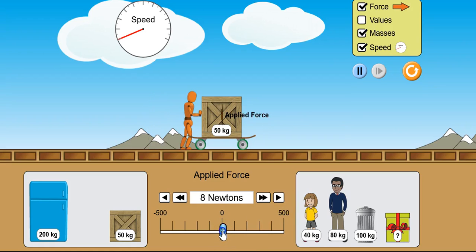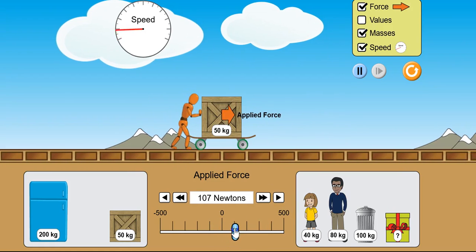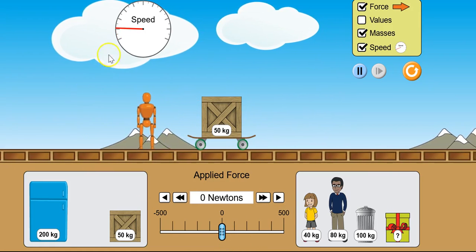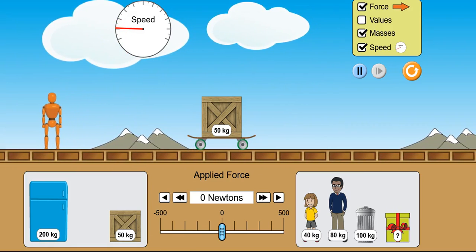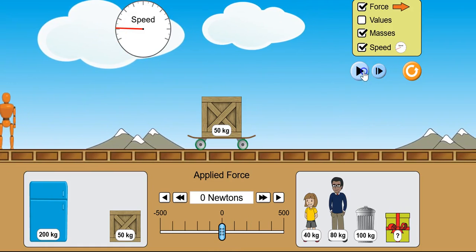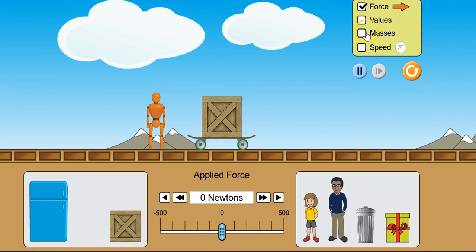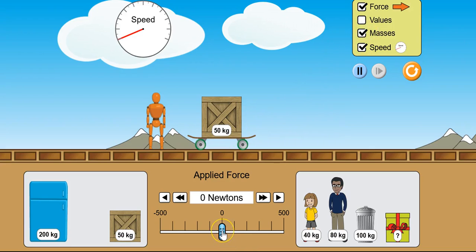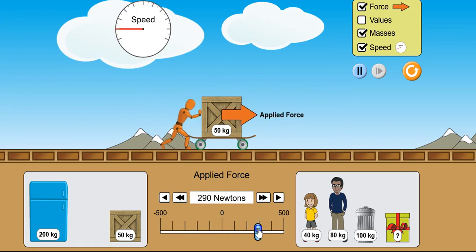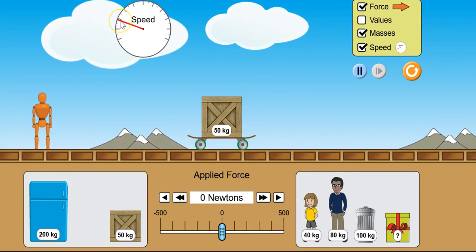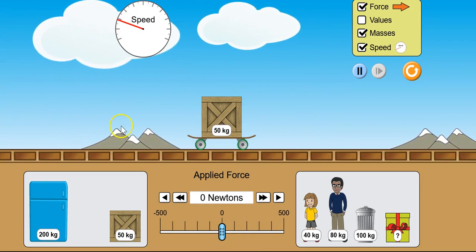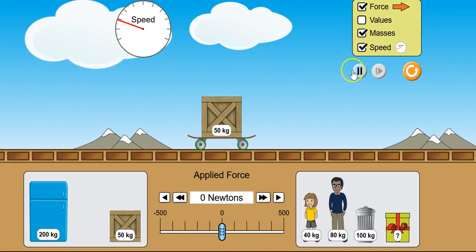So first, we're going to move the amount of force to the first bar and apply 100 newtons. We see that the speed goes up to the second long line. Okay, now let's reset it. Still got the 50 kilogram box. Let's increase the force to 300 newtons. Okay, this time the speed went almost up to the second long line. So when we increase the force, we increase the speed.